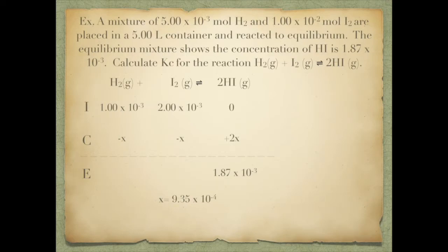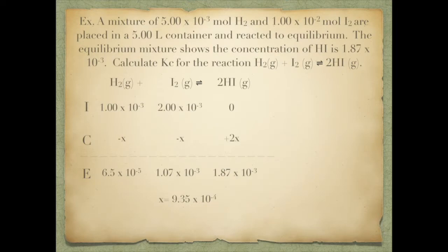So to complete this table now, to find my equilibrium concentrations, for example, for iodine, I would take 2.00 times 10 to the negative third and subtract it by 9.35 times 10 to the negative fourth. To get 1.07 times 10 to the negative third. And then for hydrogen gas, same thing, you're going to subtract. And you end up getting 6.5 times 10 to the negative fifth. So these are your equilibrium concentrations, not what you started with.